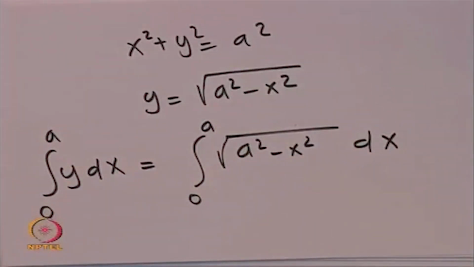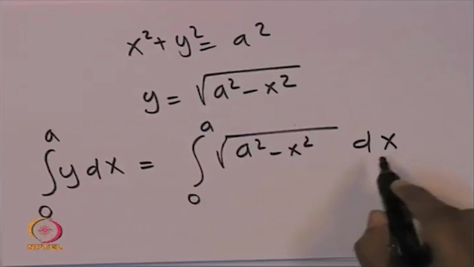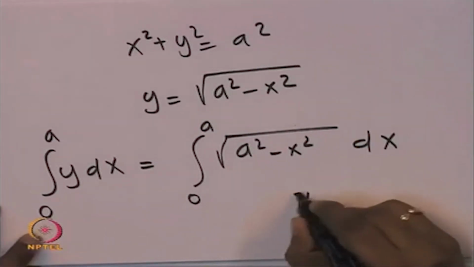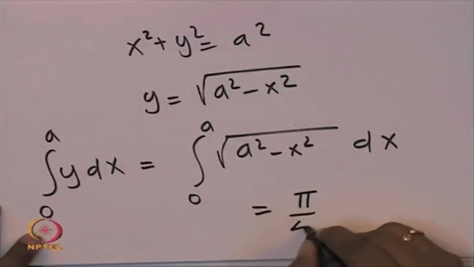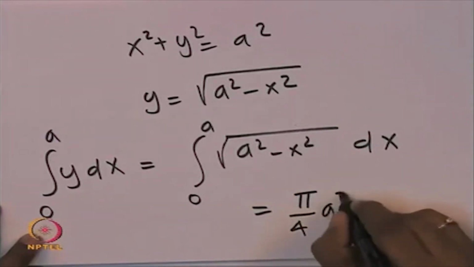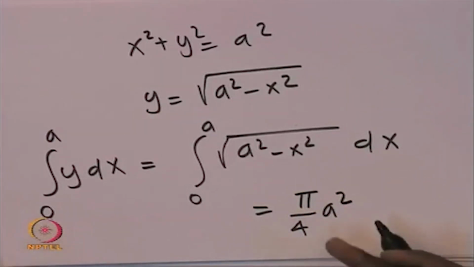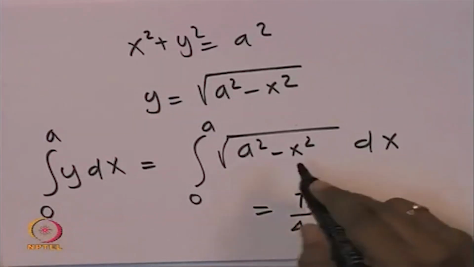So this is what you have to calculate: root of a square minus x square dx from 0 to a. How do we calculate this? You can do it many ways. Whatever way you do, at the end you will find that the answer is nothing but pi by 4 a square. Okay? Now let's do one way of doing it.